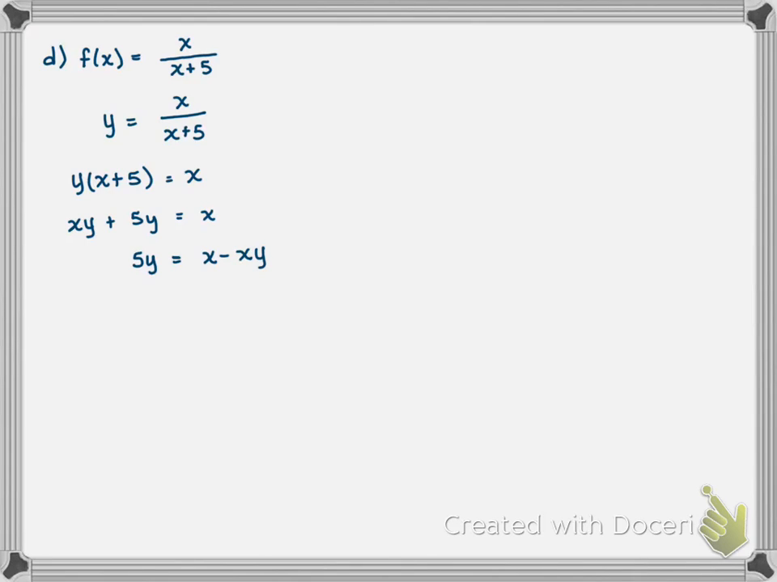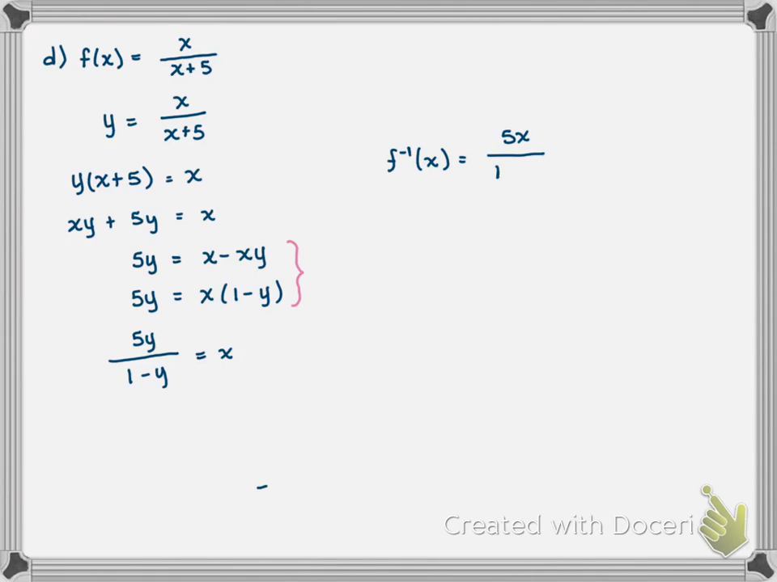And then we had to factor out that x. So we get 5y equals x times 1 minus y. And then we get to divide. So this one's a little bit trickier, but really it's just these two steps that make it different from the last one we did. We had 2 terms containing x instead of 1. So then remember to write it in function notation. We have 5x over 1 minus x.